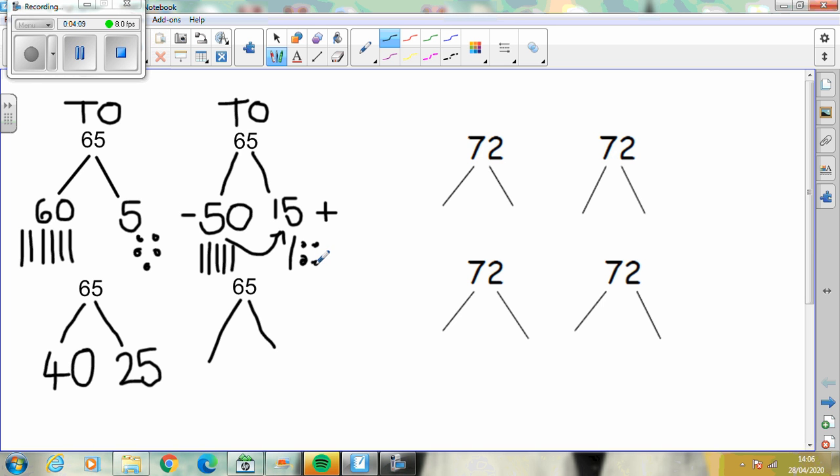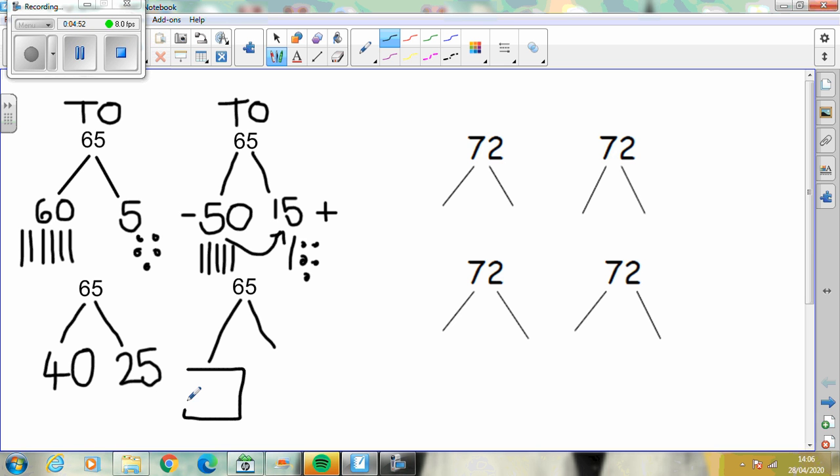Partitioning two-digit numbers into different combinations of tens and ones is a key objective in the Year 2 maths curriculum, and that's to make sure that children really understand about place value, and they can then apply this reasoning later on to more complex addition and subtraction problems. By drawing in the sticks and stones underneath, that shows children that they've still got 6 tens and 5 ones. They've just split them up slightly differently.